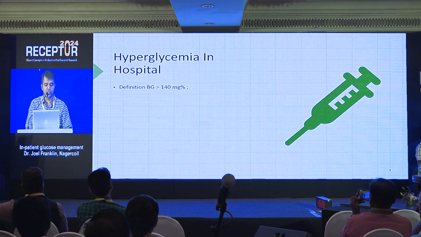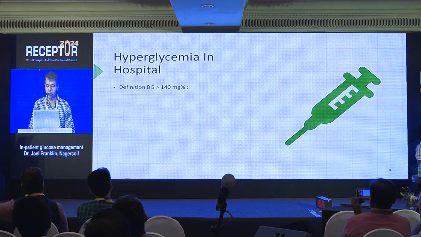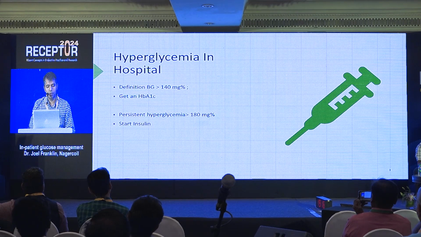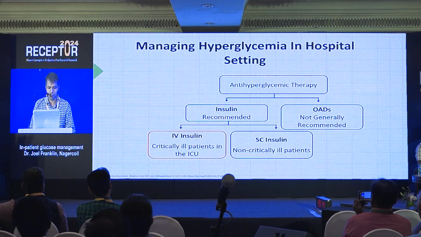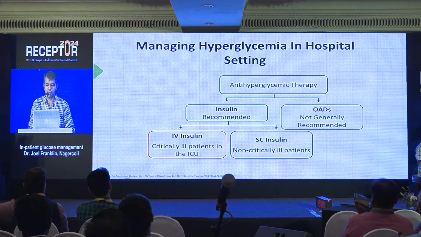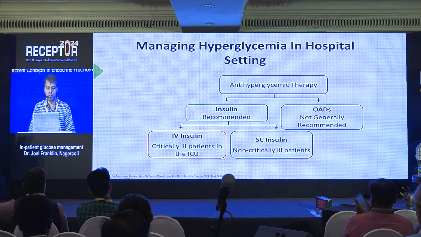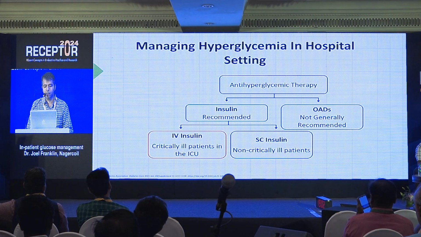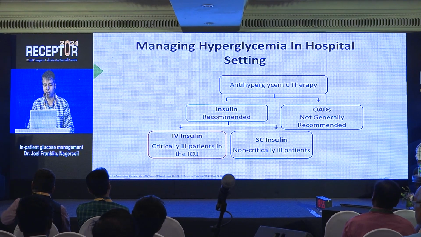The definition is a blood glucose of more than 140 mg per deciliter, and definitely you have to go ahead and do an HbA1c. And if there is persistent hyperglycemia of more than 180, then you start the patient on insulin. So how to manage in an in-hospital setting? Insulin is the ideally recommended therapy, and why it is not generally used, I will come to later. In critically ill patients, it's better to give IV insulin infusion. For non-critically ill patients, it is better to go with subcutaneous insulin.